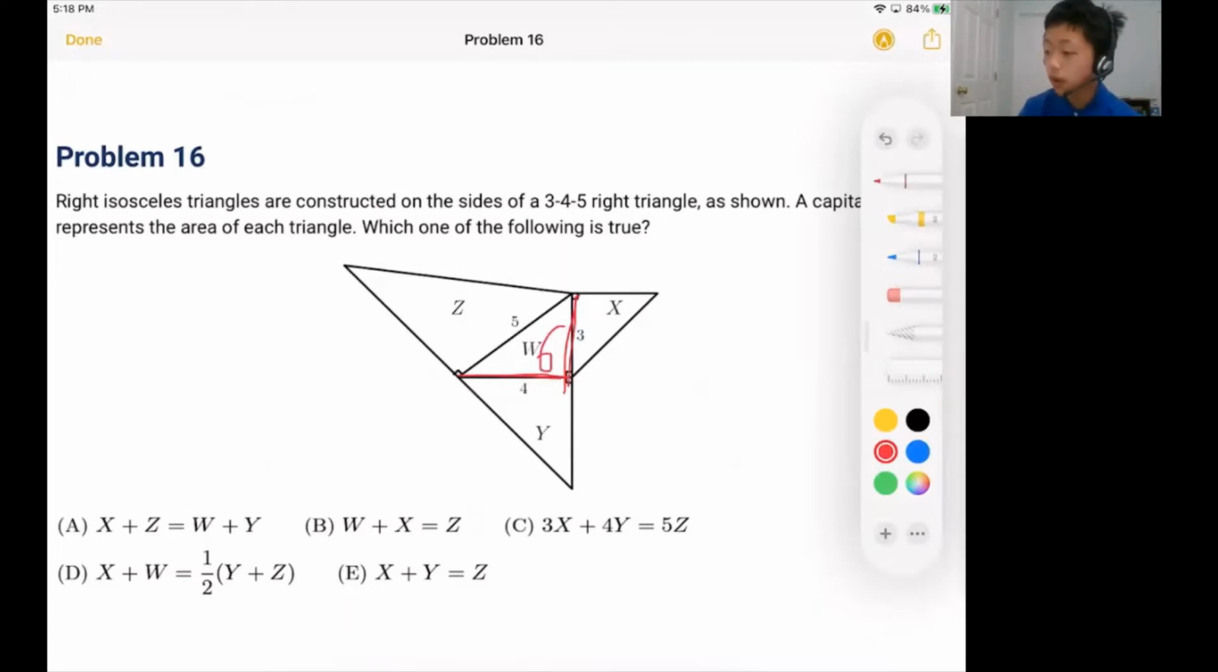So we know these are all right isosceles triangles. So that means this length here is 5. This length here is 4. This length here is 3.